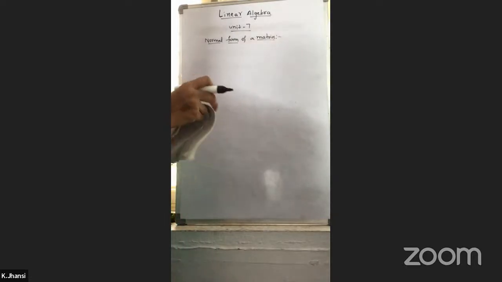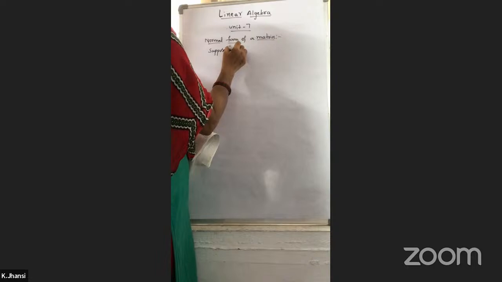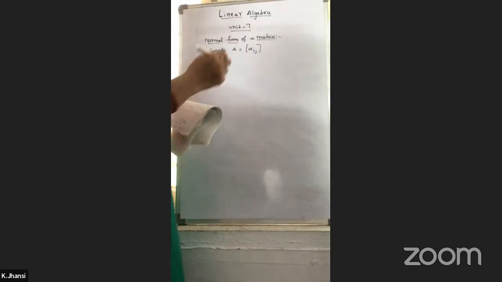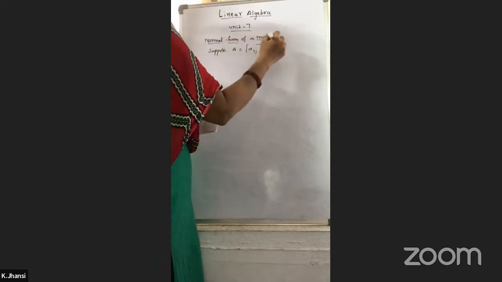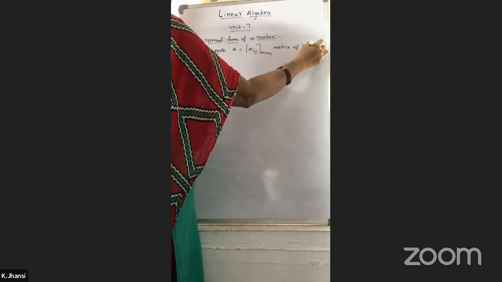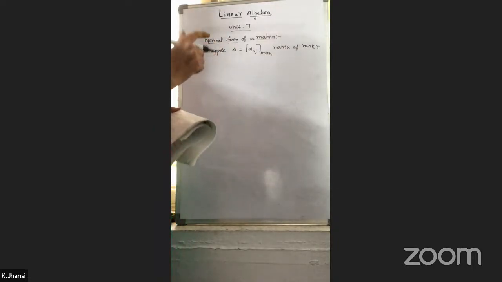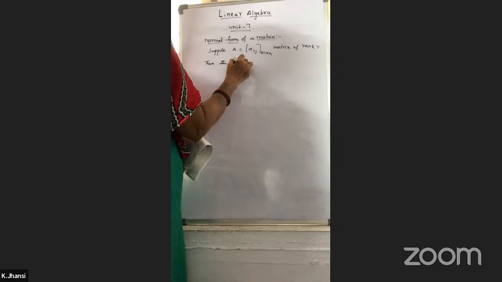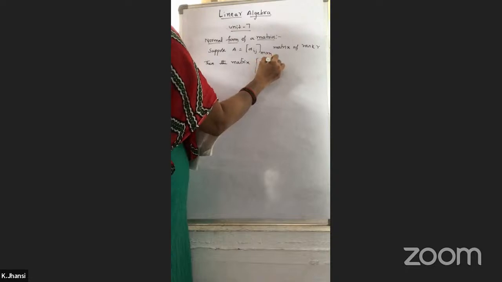In that, how we convert the given matrix: suppose A equals Aij, where i is the row and j is the column, and the order is M cross N, a matrix of rank r. Small r, or rho, also represents the rank of the matrix. If you convert it like this, I_r, 0, 0, 0.